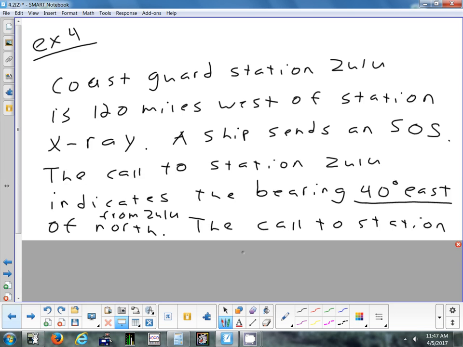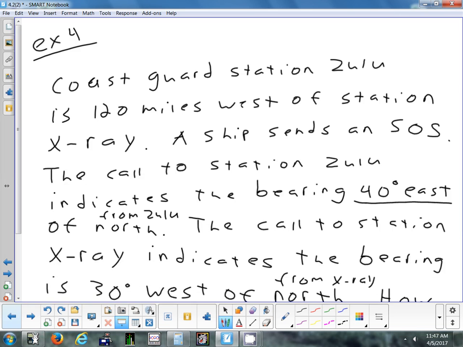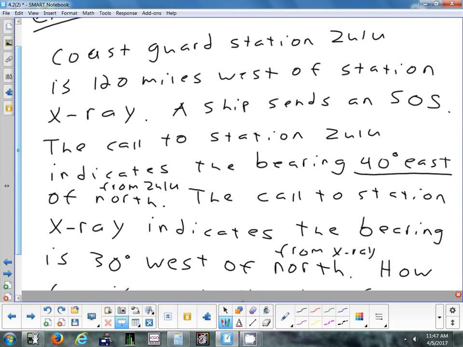Okay, the second station gets a signal, and the signal comes in 30 degrees west of north. So all you really need to do is write down second station equals 30 degrees west of north. You don't have to write the call to the station indicates and all that stuff. So second station is 30 degrees to the west of north.